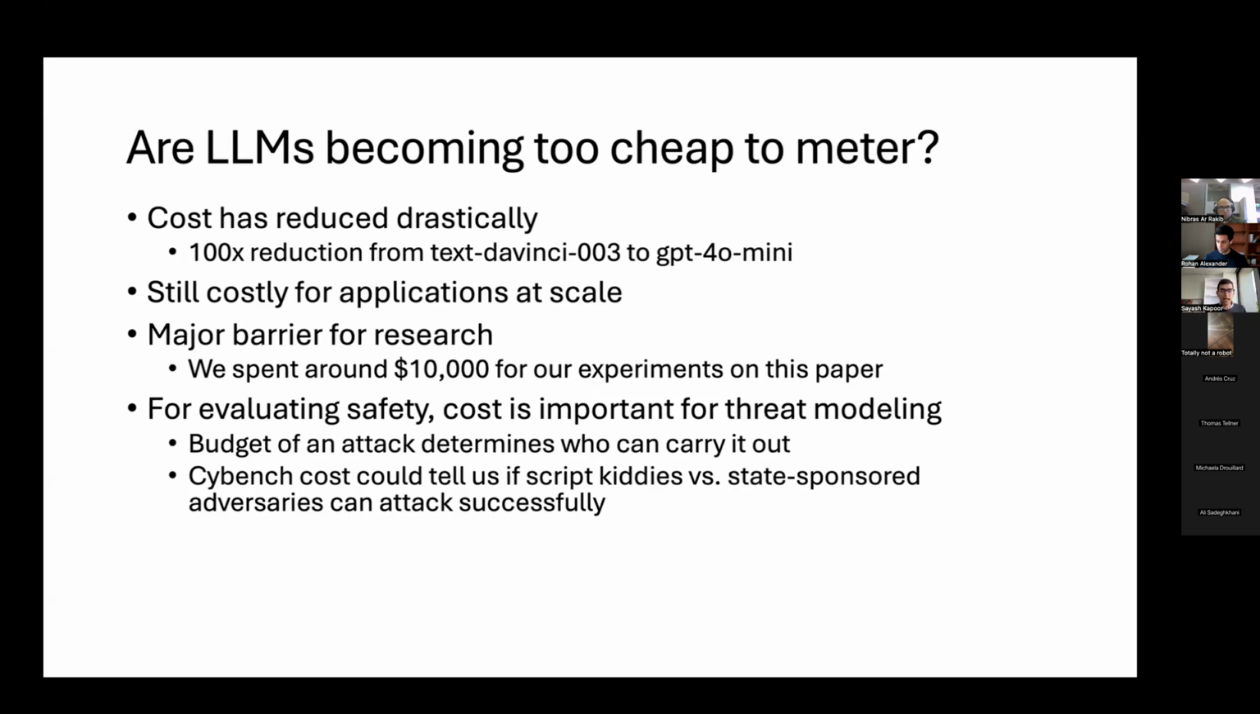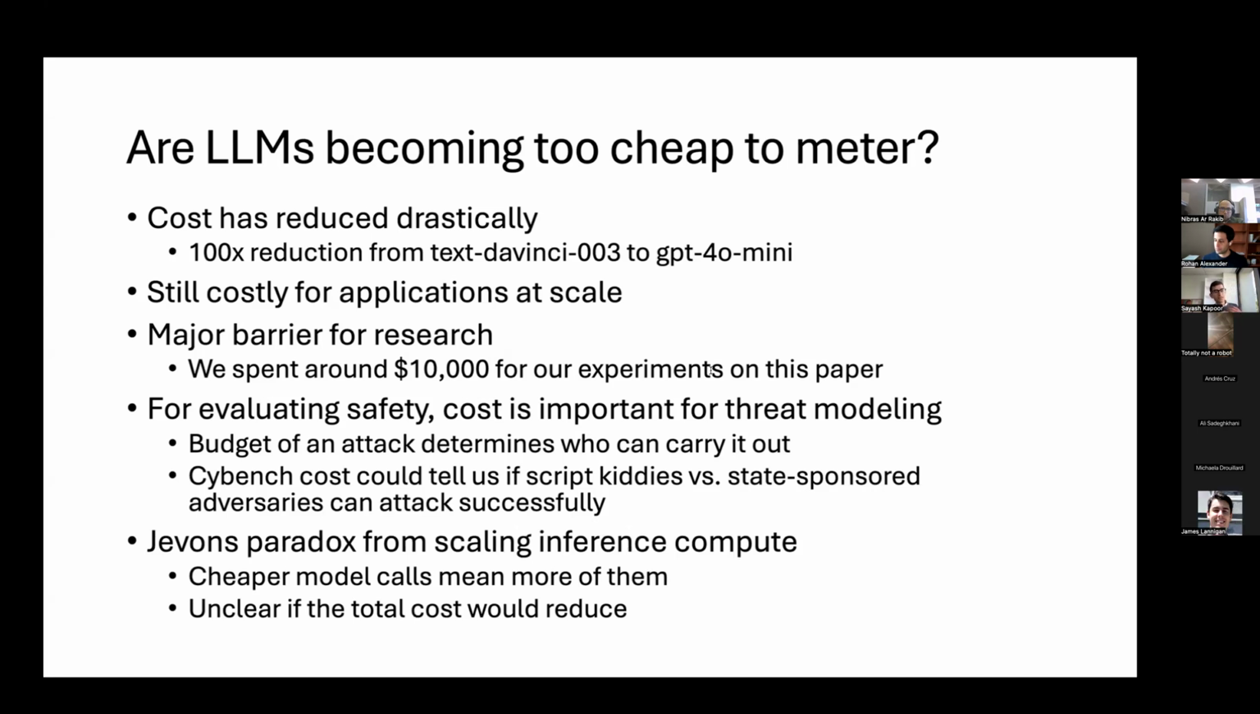Optimizing for cost also has implications for evaluating the safety of AI against real-world adversaries. So for example, we might consider cybersecurity attacks. Within this realm of cybersecurity attacks, different adversaries have different budgets. So for example, for the recently released cybersecurity risk benchmark, Cybench, if we evaluate cost in addition to just the accuracy, it could tell us if a script kiddie, or someone who has extremely low resources, can also carry out an attack successfully, or if it is only within reach for higher resource adversaries, or perhaps even just state-sponsored attackers.